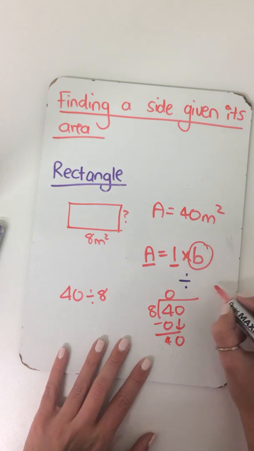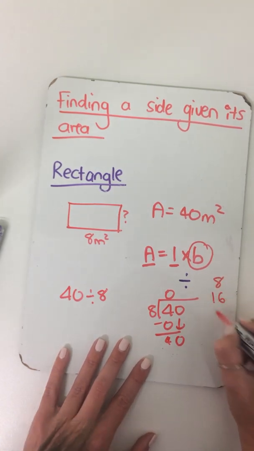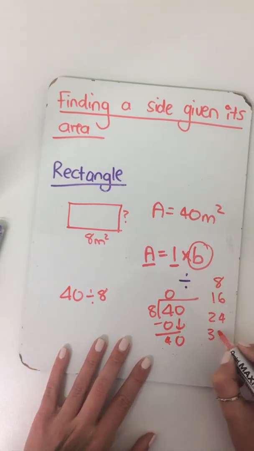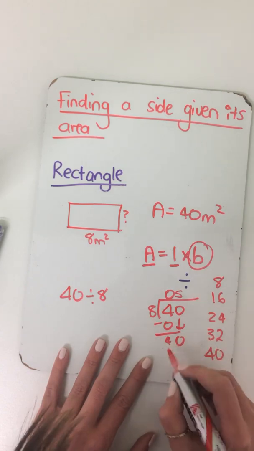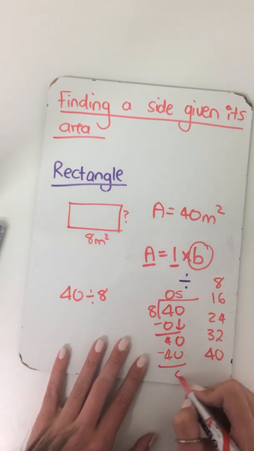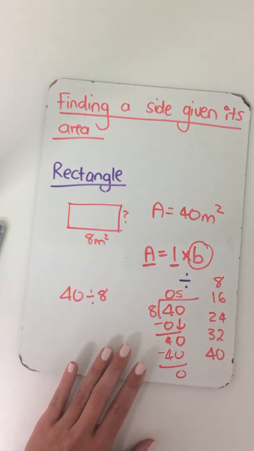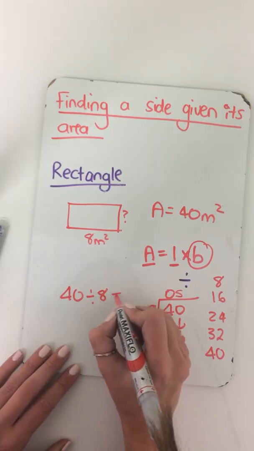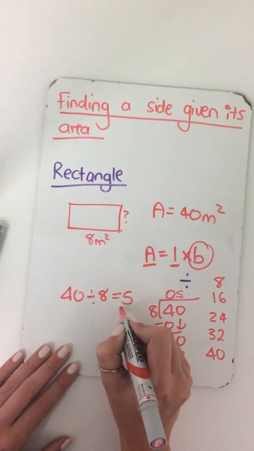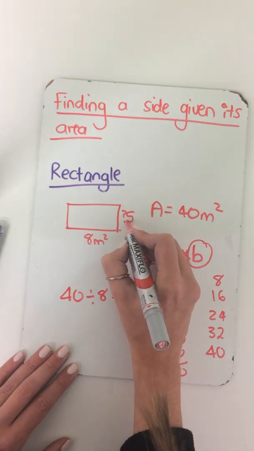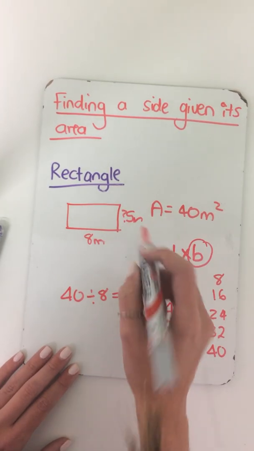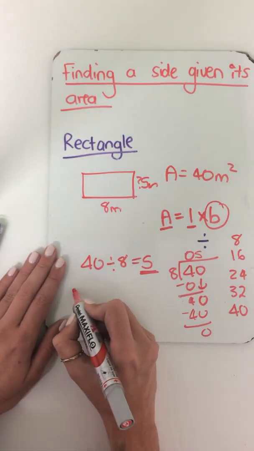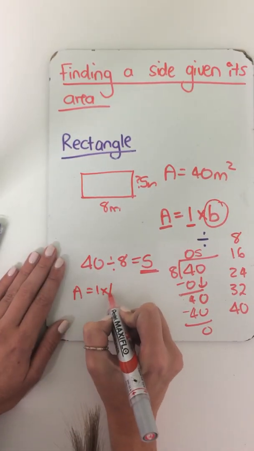8 into 40, if you're not sure, you write your 8 times table on the side. 8, 16, 24, 32, 40. That's 1, 2, 3, 4, 5 times. 8 times 5 is 40. 40 minus 40 is 0. Nothing to bring down. So 40 divided by 8 is 5. So that gives me my answer. 5 meters is my answer for my breadth.